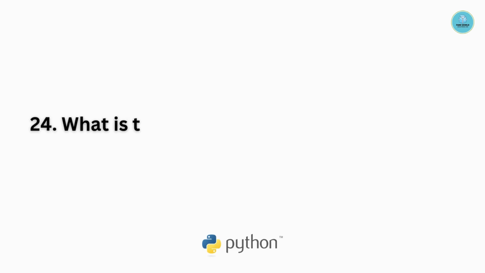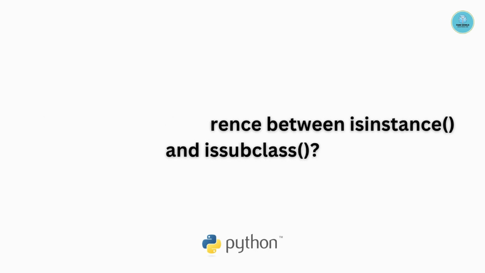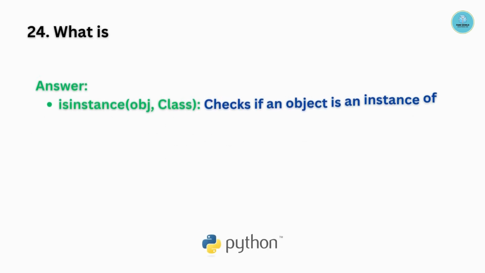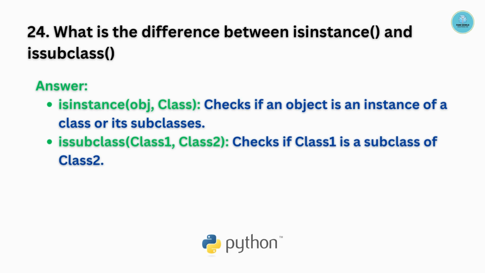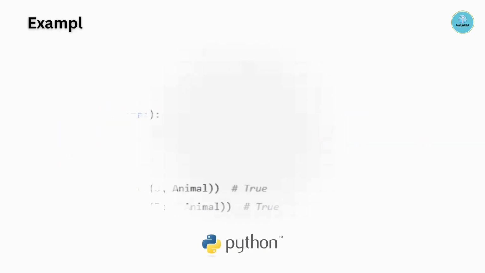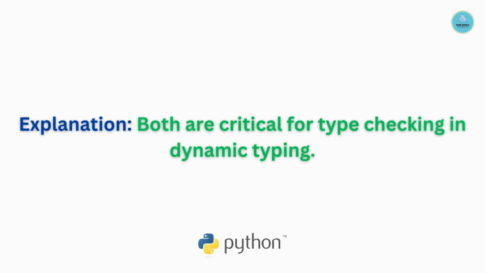Question number 24. What is the difference between isinstance method and issubclass method? isinstance checks if an object is an instance of a class or its subclasses, whereas issubclass checks if class 1 is a subclass of class 2. The example is as follows. Both are critical for type checking in dynamic typing.